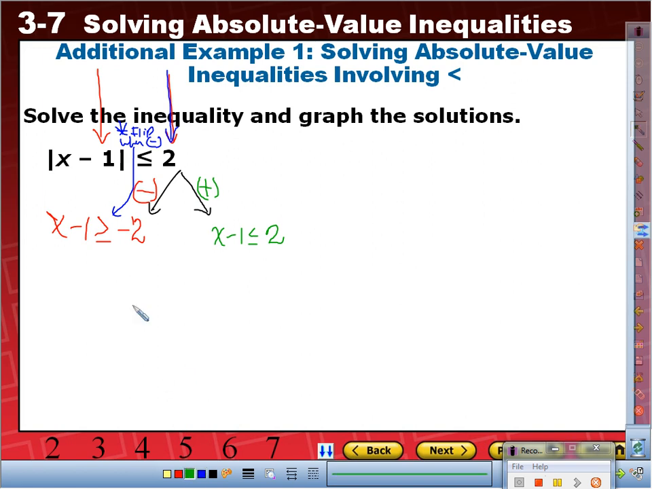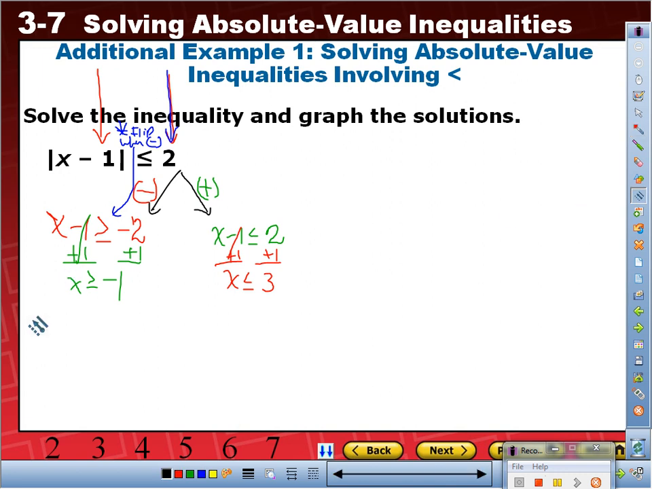So let's solve this one over here together. We have x minus 1. What is the inverse? Plus 1. We're left with x greater than or equal to negative 1. On the same token, let's solve this one over here. Same thing, we add 1, x is less than or equal to 3. Simplify, isolate, what's next? Plot. Let's plot this.